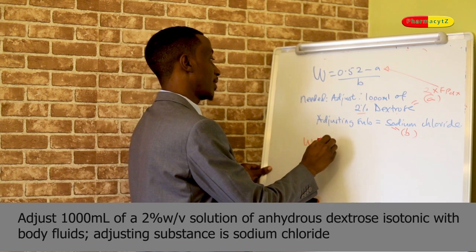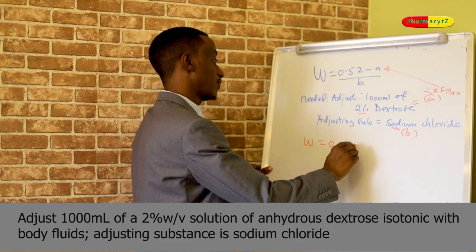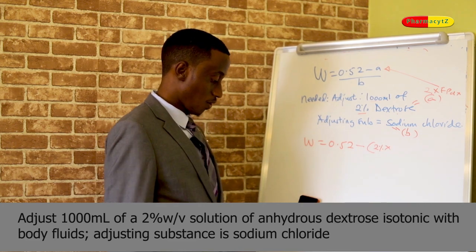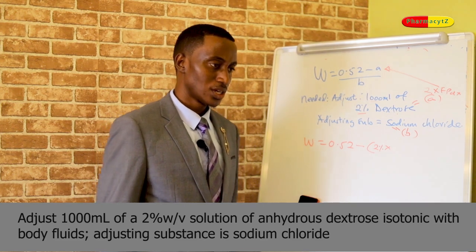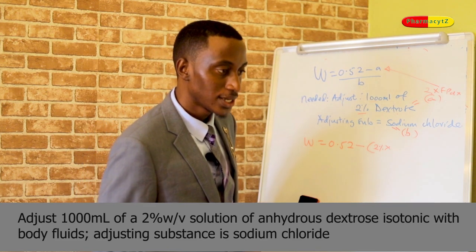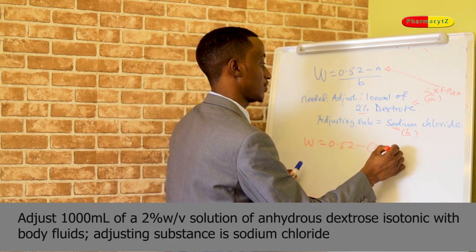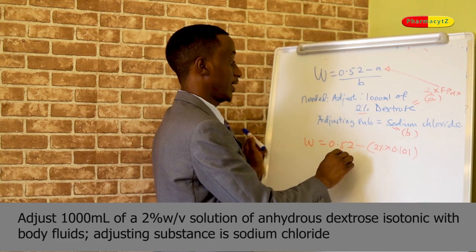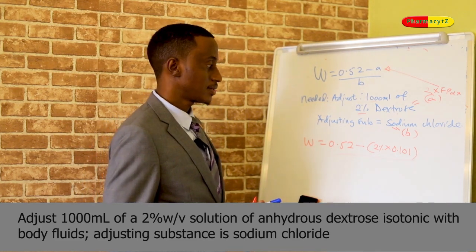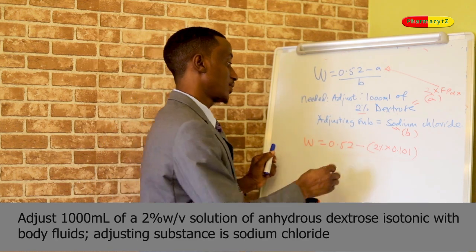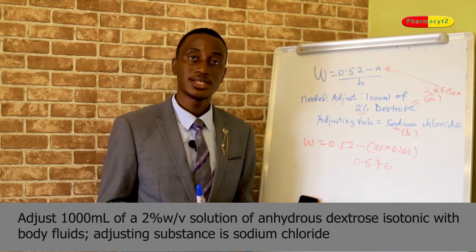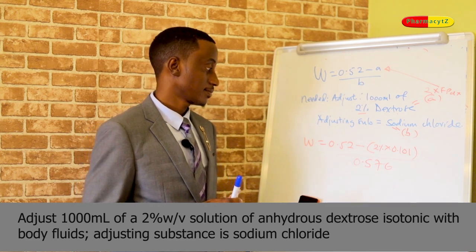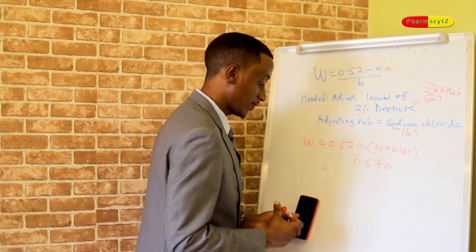So plugging into our formula, 0.52 constant freezing point of body fluid minus A, this is 2% because it was not 1, times the freezing point of dextrose. The freezing point of dextrose, when you check in the table, is 0.101. This figure is obtained from the table which was displayed before. Then the freezing point of the adjusting substance, which is sodium chloride, when you check in the table, is 0.576. So when you calculate, you get the following figure.